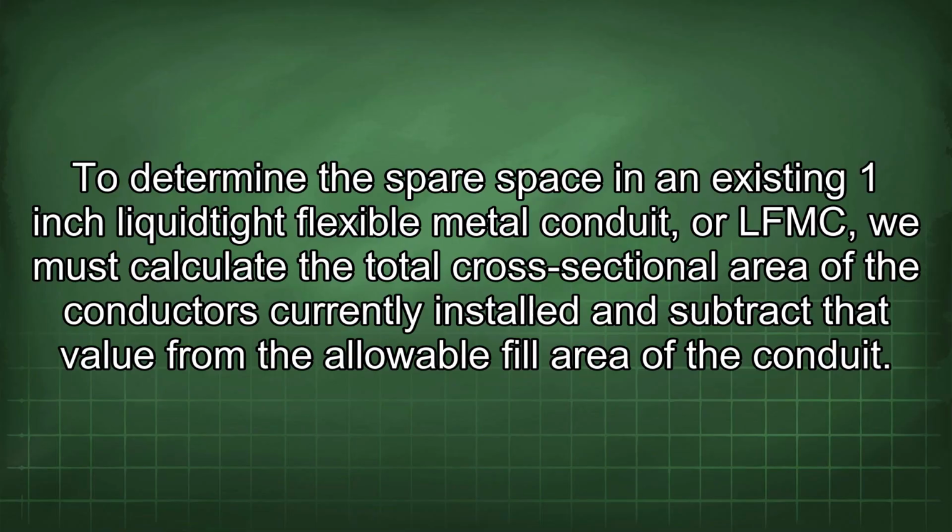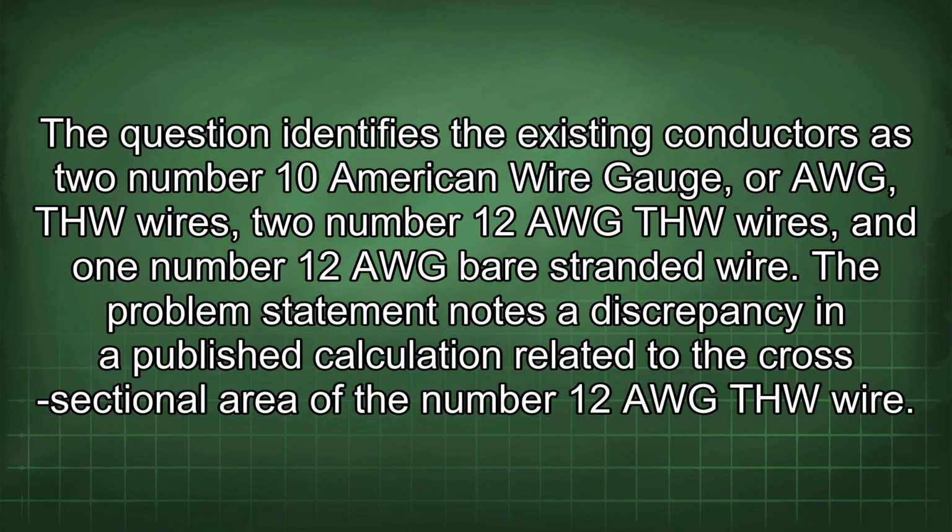To determine the spare space in an existing 1-inch liquid-tight flexible metal conduit, or LFMC, we must calculate the total cross-sectional area of the conductors currently installed and subtract the value from the allowable fill area of the conduit. The question identifies the existing conductors as two number 10 American wire gauge, or AWG, THW wires, two number 12 AWG THW wires, and one number 12 AWG bare-stranded wire.